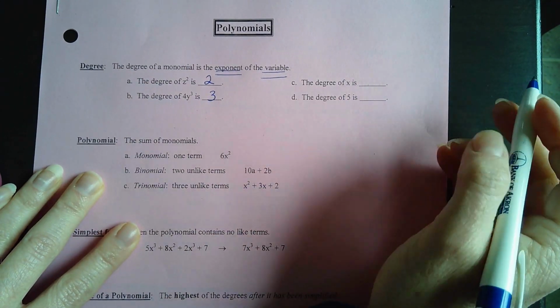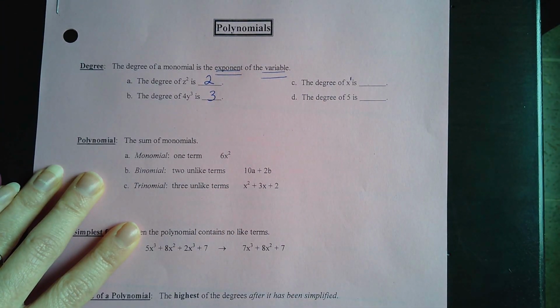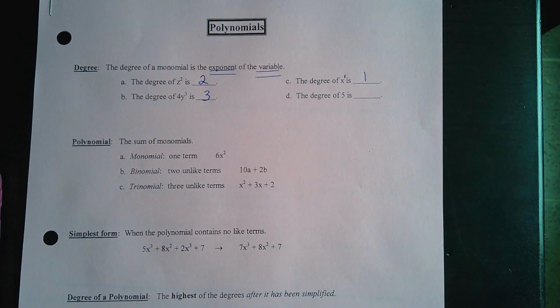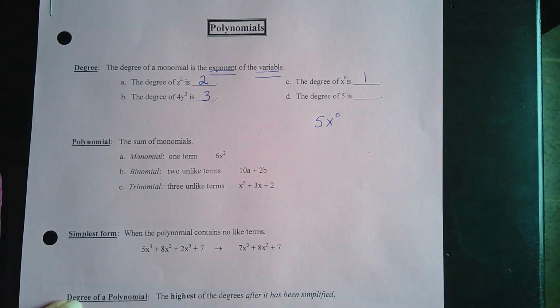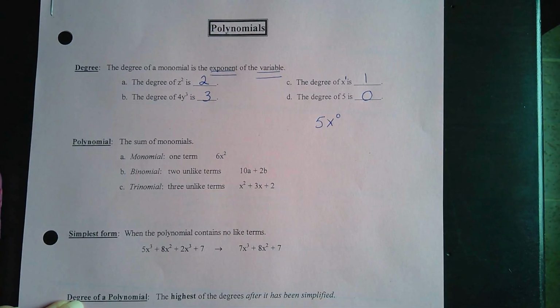The degree of x, well, we don't see the exponent on there, but we could put a 1 to help us out. So the degree is 1. Now, letter D is a little bit harder. We have to make sure we understand the definition. The definition is the exponent on the variable. Well, there is no variable in just the number 5. We could technically say 5 is the same thing as 5x to the 0 power. So the degree of 5 is 0.